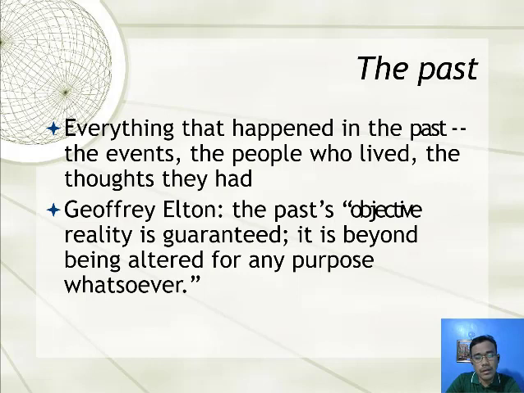According to Elton, the past's objective reality is guaranteed. It is beyond being altered for any purpose whatsoever. What he is saying, class, is this: regardless of how we interpret the past, its objective reality, its truthfulness by its own, is really true. It cannot be altered by anyone for any purpose whatsoever.